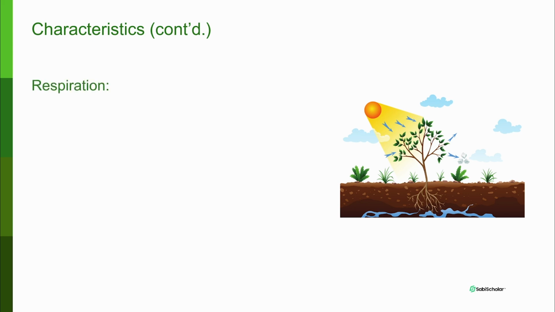Now we move on to the third characteristic. We call it respiration. When we eat food, the aim is that it's going to give us energy, right? Respiration is therefore the process through which living organisms release energy from the energy-rich substances that they have consumed during the process of nutrition.